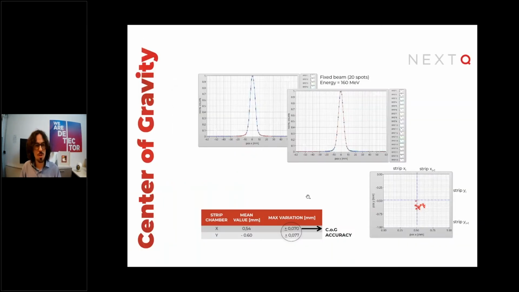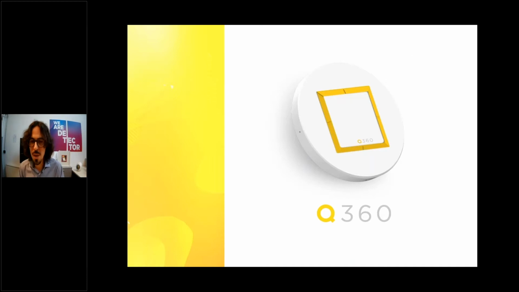These are measurements we took in Trento facility. So here also with protons, but it was also characterized with carbon ions. Here is a repeatability in the calculation of the center of gravity, so 20 identical spots of the same energy and intensity, and the maximum variation in the calculation of the center of gravity is better than 0.1 millimeter, as I mentioned before.